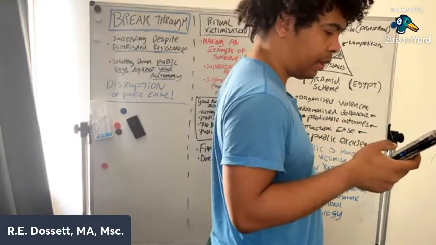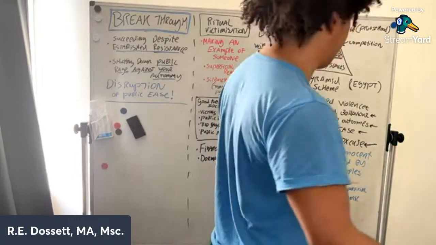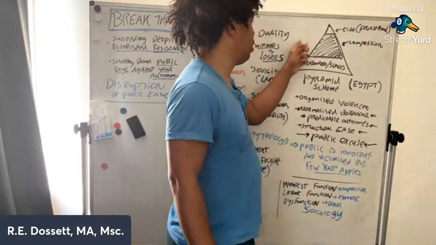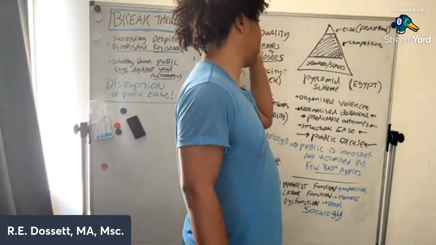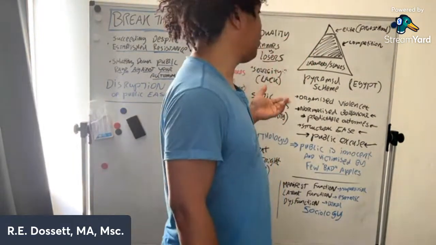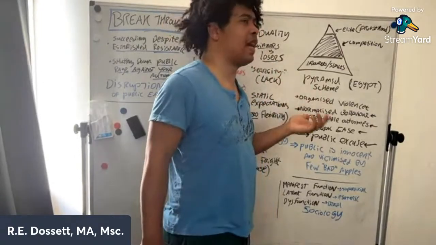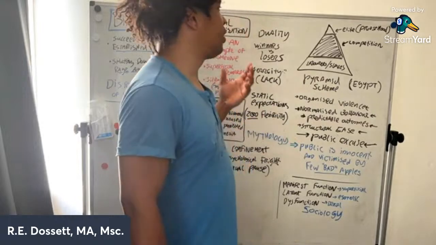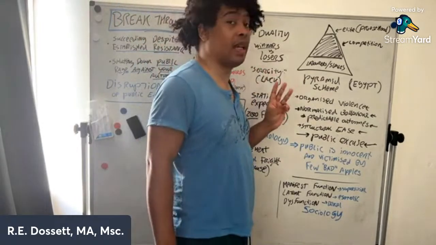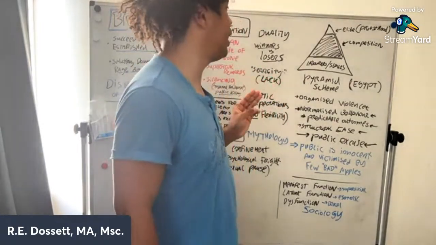Now, let's go to this over here. What is this? This is a triangle and represents a pyramid. I'm going to explain how society is established. Society consists of three layers, social layers.